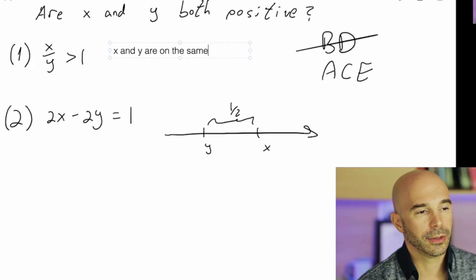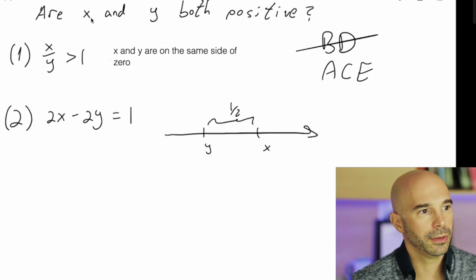And so what I would say here, you were right, statement 1 is telling us that x and y are both on the same side of 0. Why? Because their ratio is positive. And is that on its own sufficient, knowing that they're on the same side of 0? No, because we wanted to know which side of 0, right? Are they both to the right of 0? This on its own doesn't tell me that.